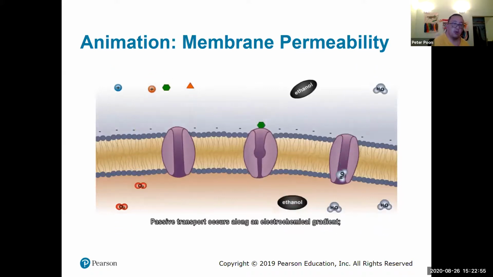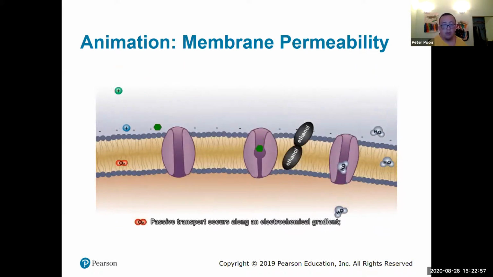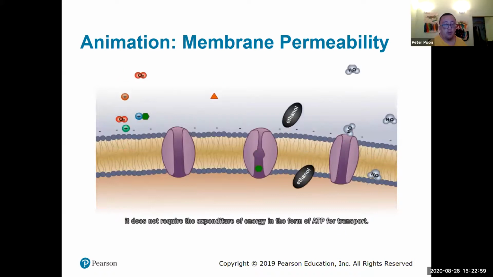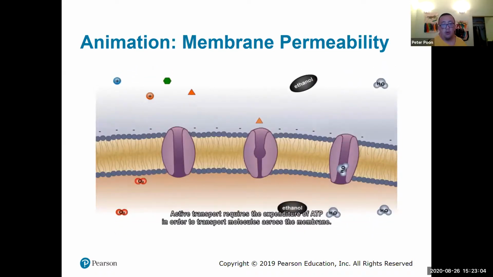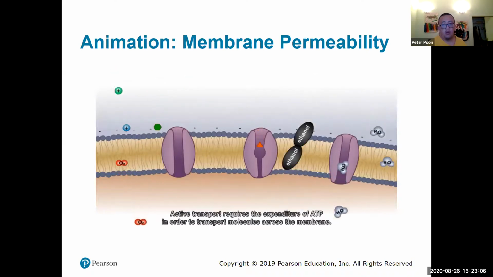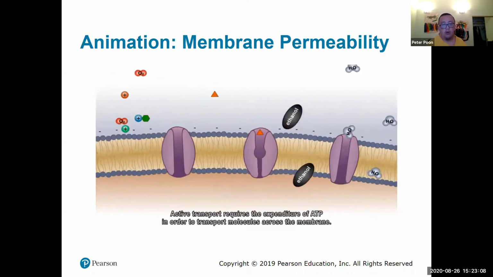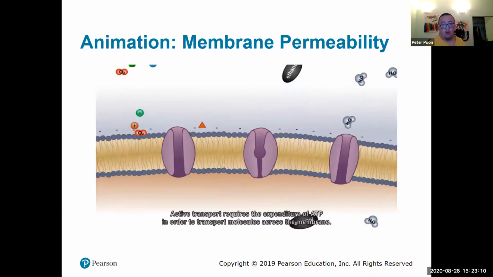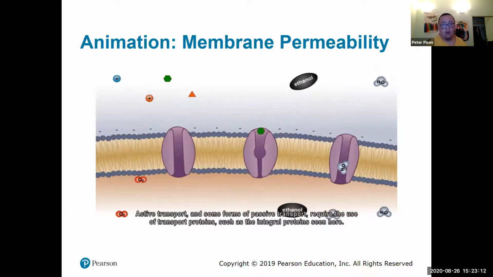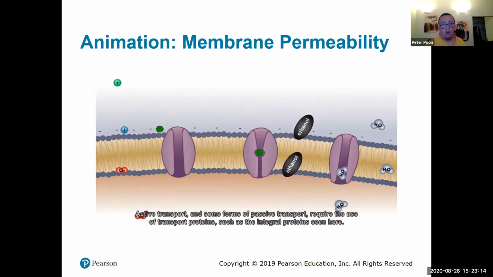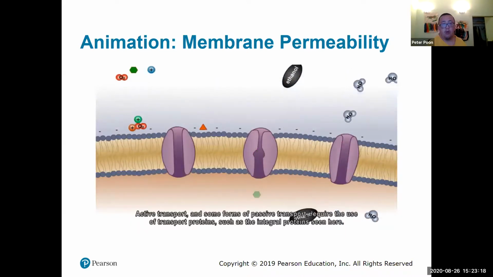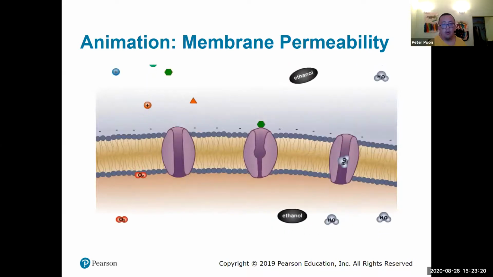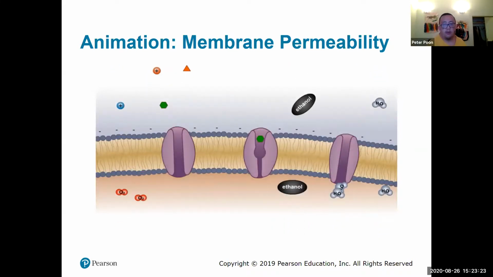Passive transport occurs along an electrochemical gradient. It does not require the expenditure of energy in the form of ATP for transport. Active transport requires the expenditure of ATP in order to transport molecules across the membrane. Active transport and some forms of passive transport require the use of transport proteins, such as the integral protein seen here.